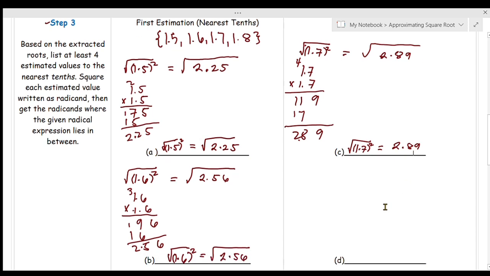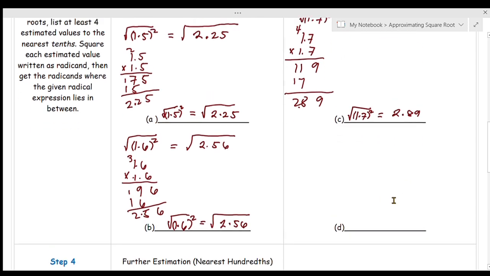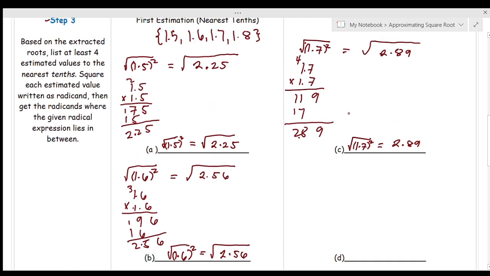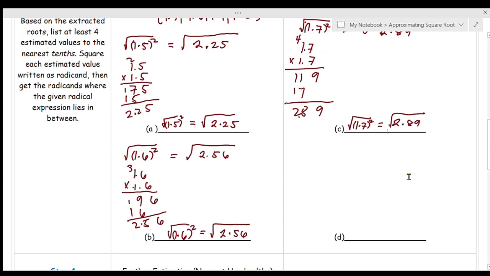Next, last estimation. So kung napapansin nyo, we are getting closer to the square root of 3. So next we have 1.8, then square natin yan inside the radical. So we have 1.8. And then, ano kaya yung magiging result if we're going to multiply 1.8 by itself? So 1.8 times 1.8. Tingnan natin yung result.